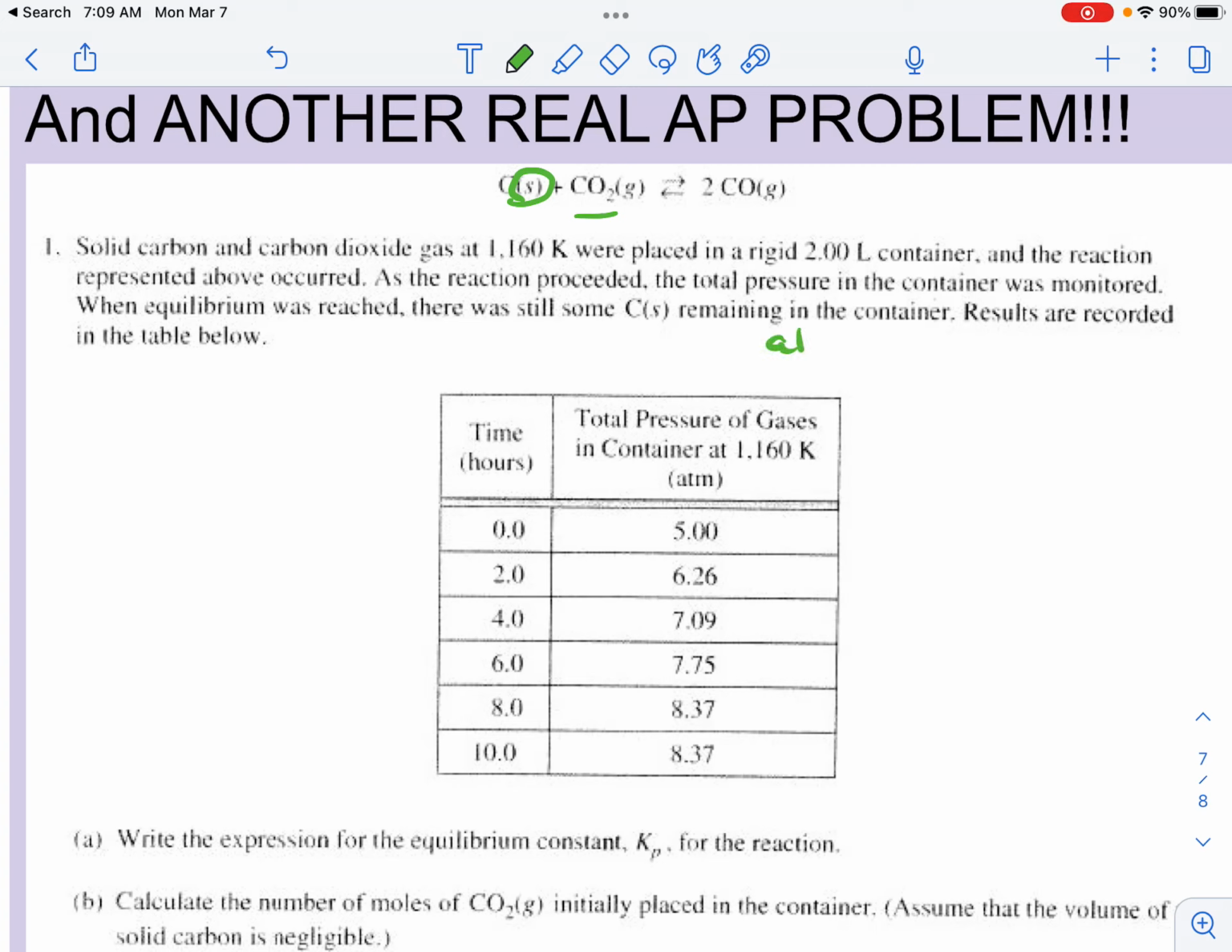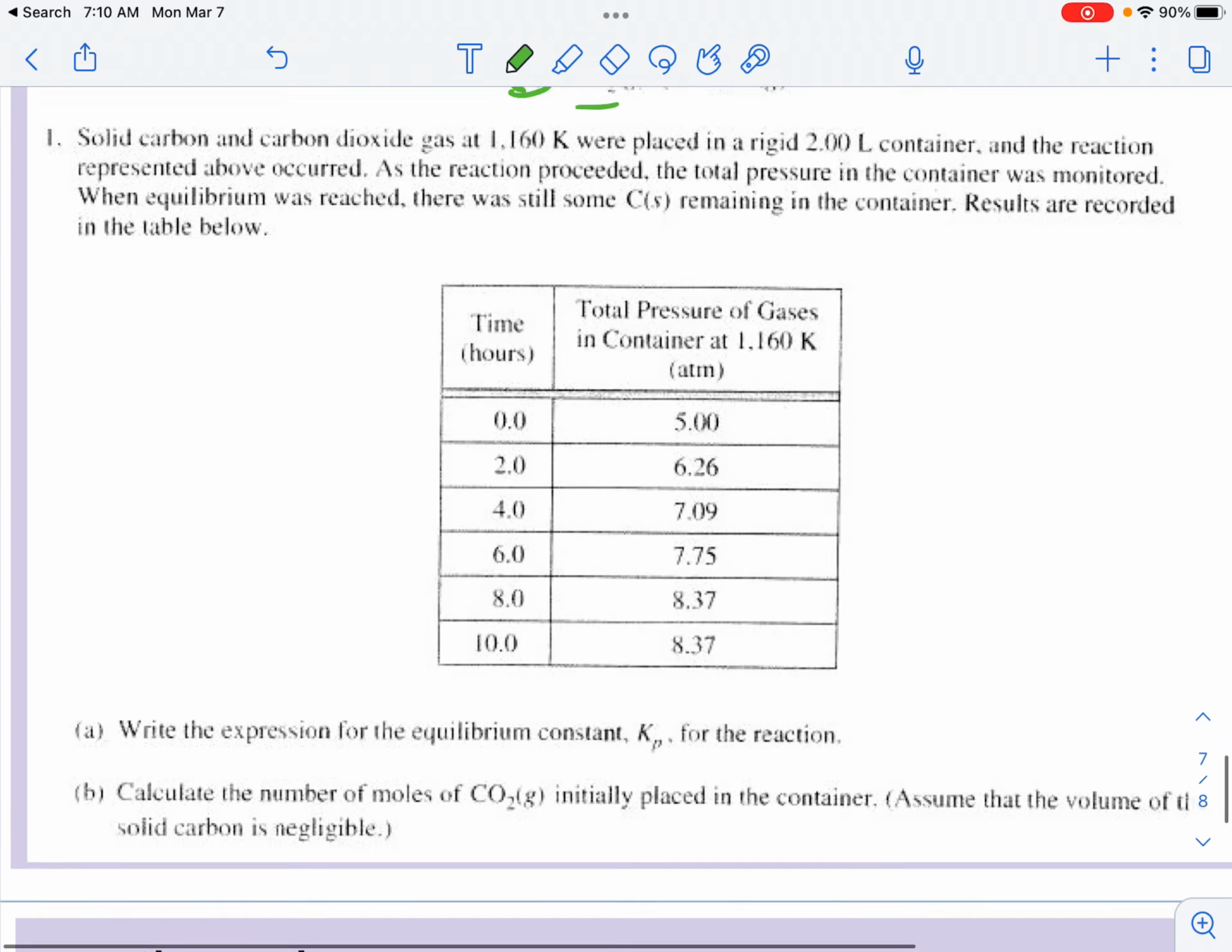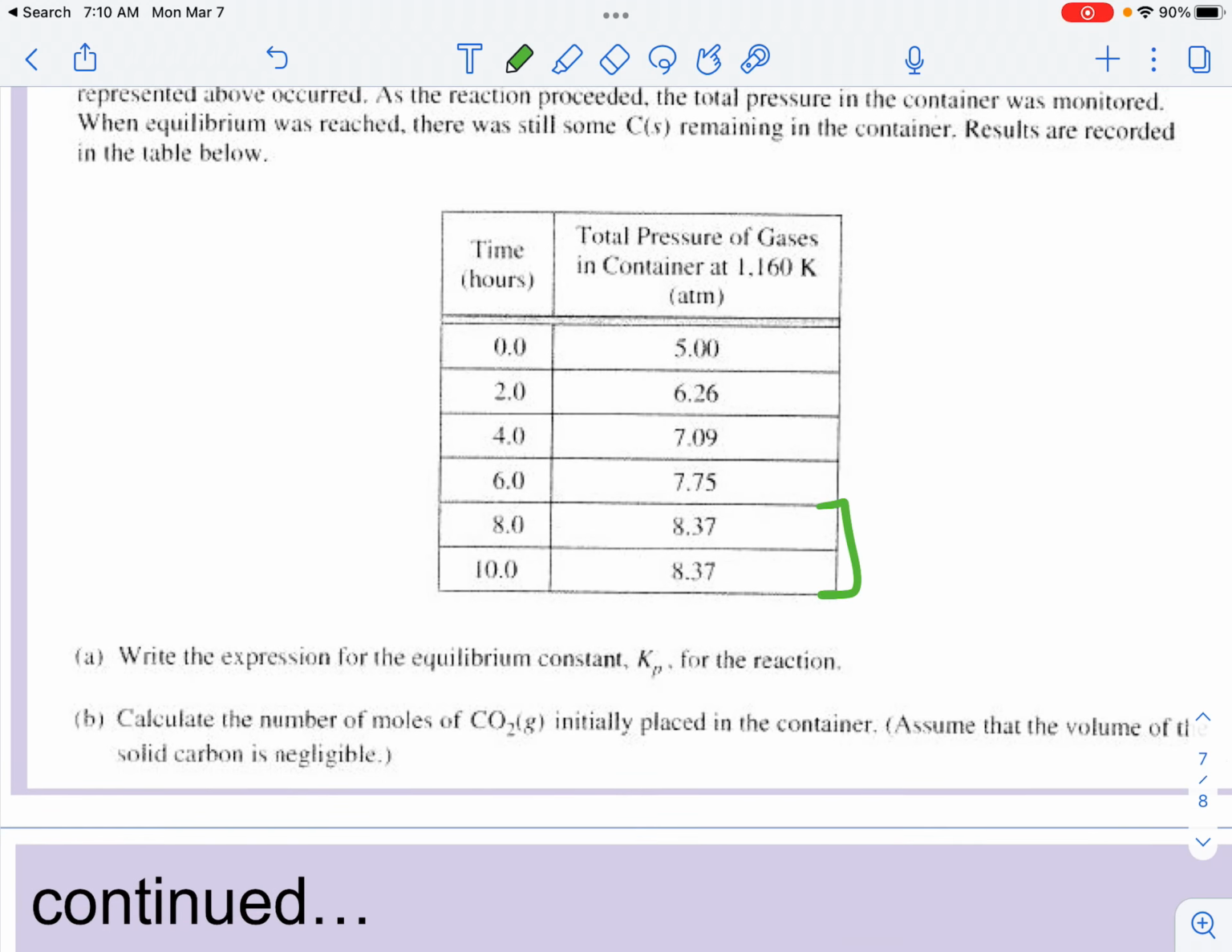This tells me that it's at equilibrium, okay? Or actually it doesn't tell me that, it just tells me that if there wasn't a limiting reactant, it would not be the solid carbon, all right? So I want to then notice that here it stops changing. So this tells me that it's at equilibrium, all right?